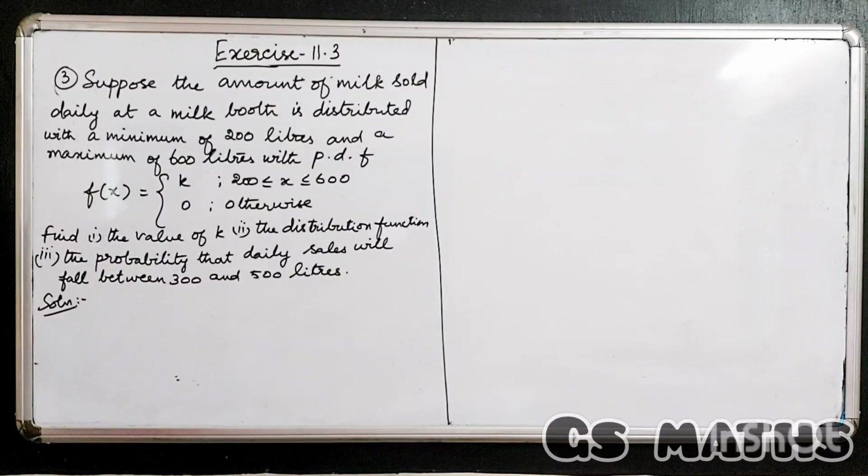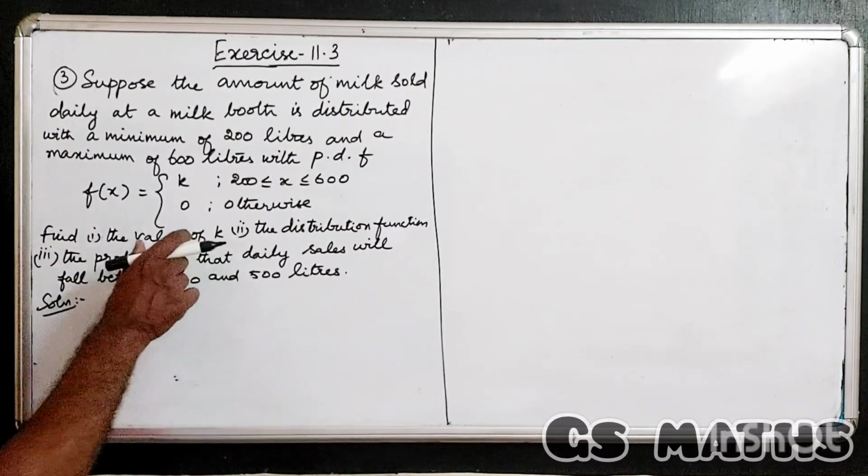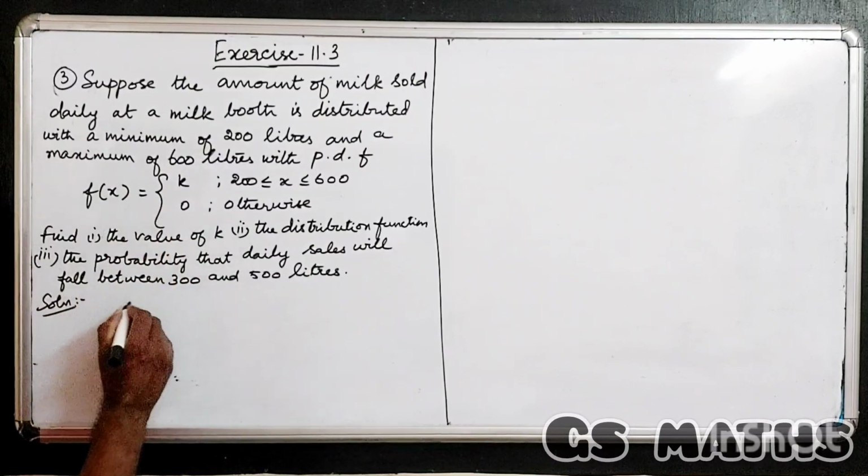Suppose the amount of milk sold daily at a milk booth is distributed with a minimum of 200 liters and a maximum of 600 liters with PDF. f of x is equal to k in the interval 200 less than x less than 600, 0 otherwise. Find: three subdivisions are given. First, the value of k; second, the distribution function; third, the probability between 300 and 500. Whenever you want to find the constant k, I ask you to use this condition.